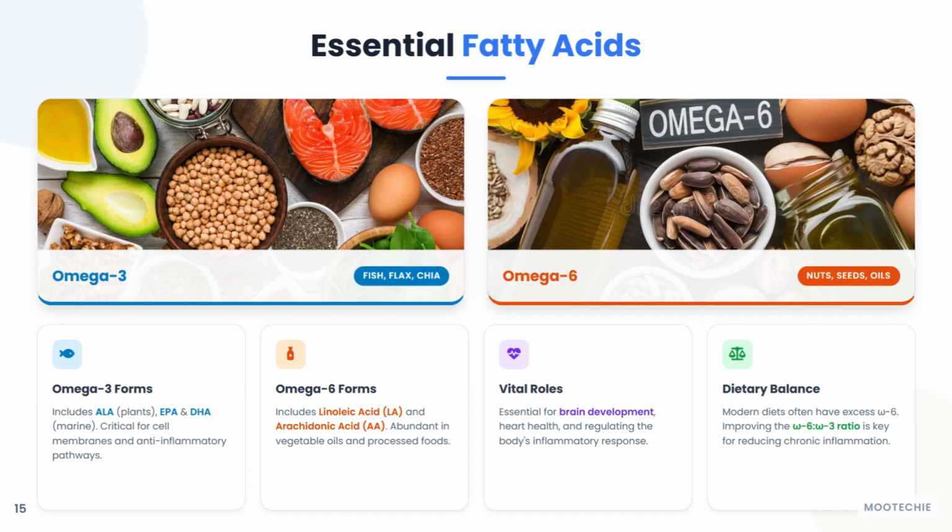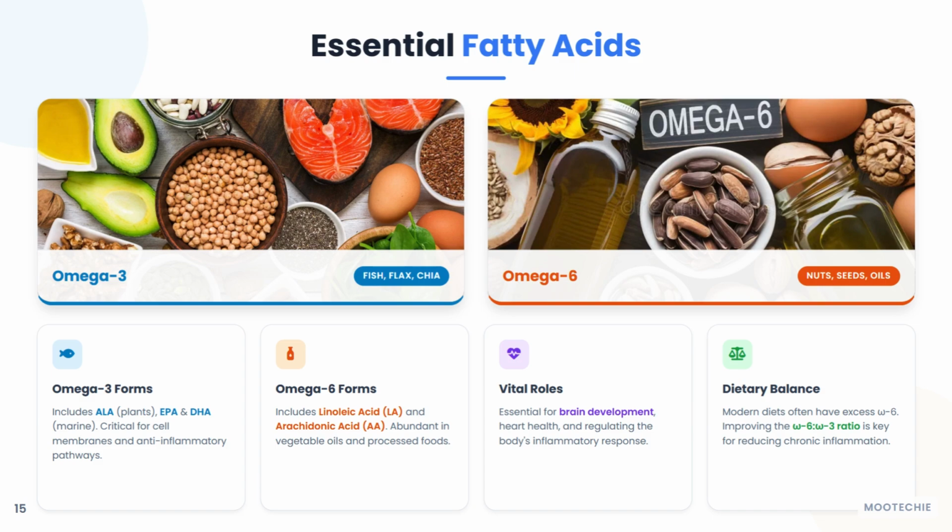We've mentioned them, now let's highlight the superstars, essential fatty acids. Our bodies can't make these, so we must get them from food. We have two main families, omega-3 and omega-6. Omega-3s are found in foods like fish, flax, and chia seeds. They come in forms like ALA from plants and EPA and DHA from marine sources. They are critical for building cell membranes and for anti-inflammatory pathways.